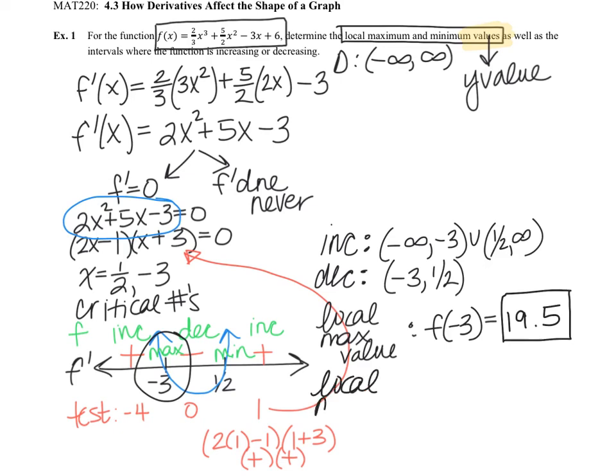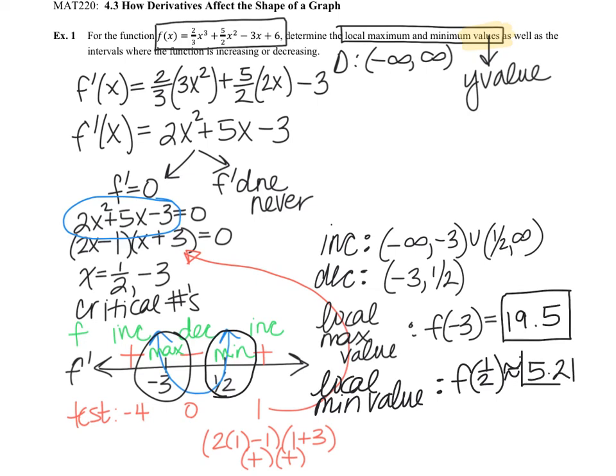And then my local minimum value, if I take a look back at my first derivative test, we said that the minimum is going to occur when x equals 1/2. So we need to go ahead and substitute in 1/2 into our function. So let's compute f of 1/2. Again, pause, use your calculator. This one is going to be an approximate. And I'm getting that is approximately 5.21. So that would be my local minimum value.